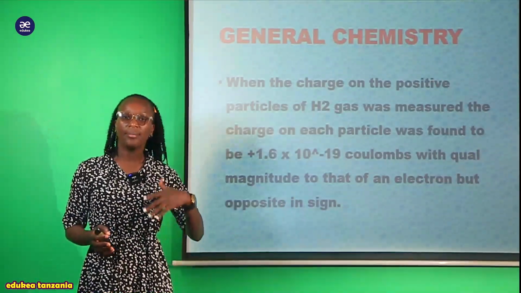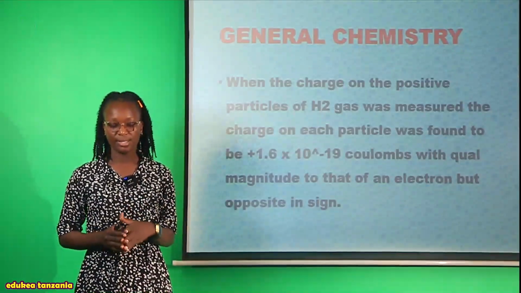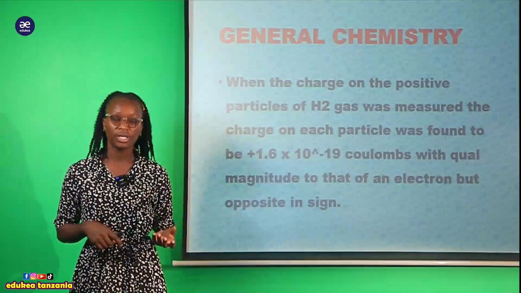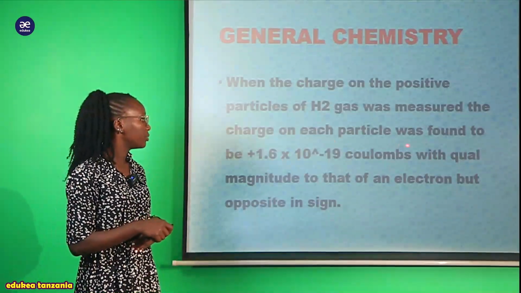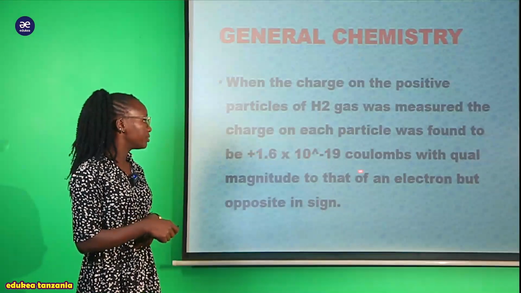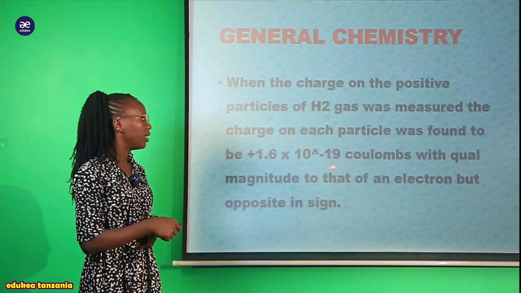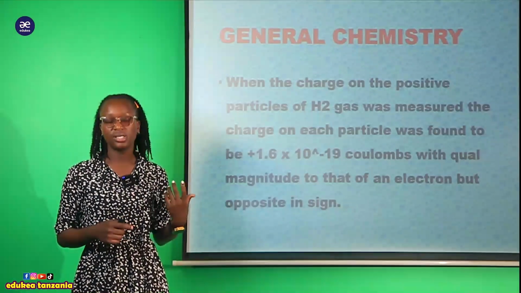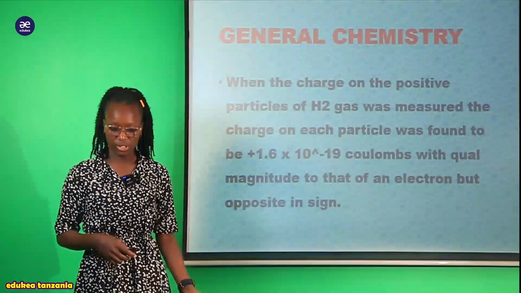Kwamba zilikuwa sawa magnitude yake na zile za electron lakini different in their sign. The particle of hydrogen displayed the same number of charge, au this one we say this coulombs, positive 1.6 times 10 power negative 19. Hii tutaitumia hii constant wakati tunafanya calculation mbalimbali. It is most useful.